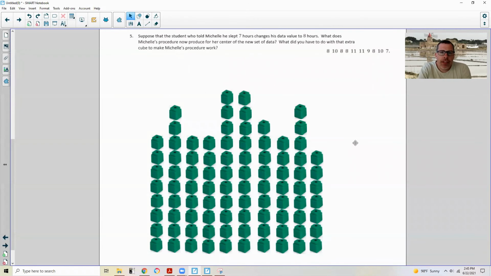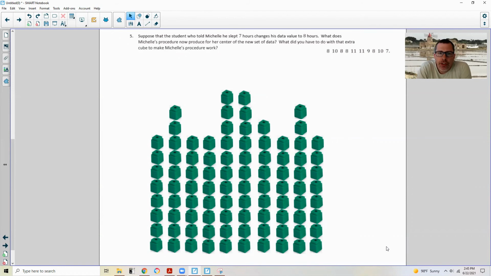Okay, number 5 says, suppose that the student who told Michelle he slept 7 hours. So that's this pile right here. This has 7 in it. Maybe his data value has changed to 8 hours. So I need to add 1 to his pile. So now he has 8. Okay, so that's what that's going to look like now.